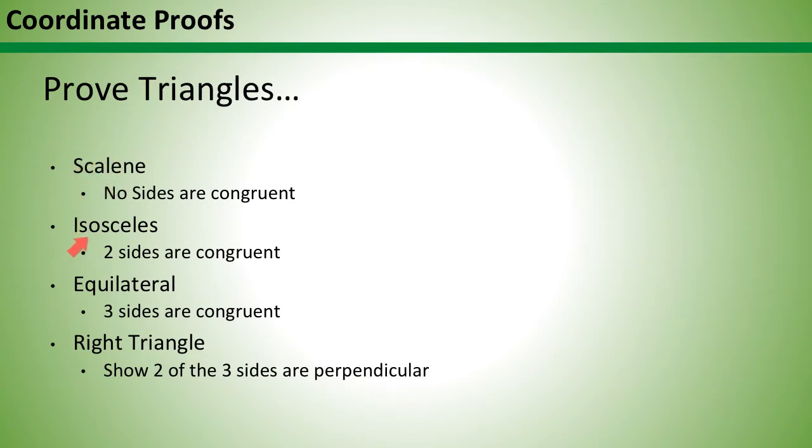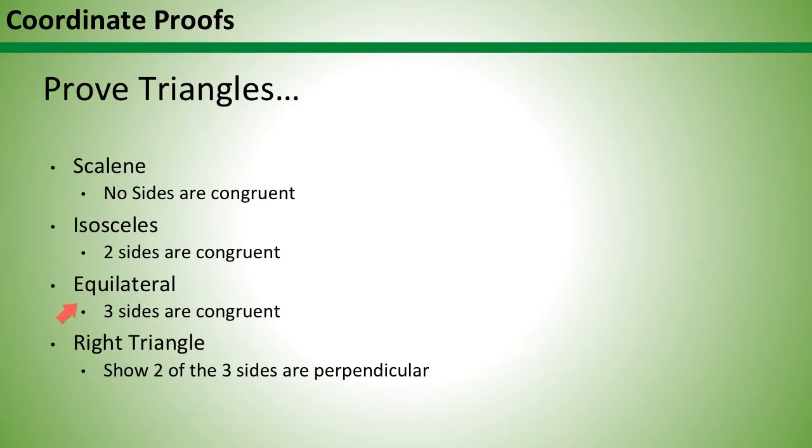Another type of triangle is the isosceles, okay? So if I have an isosceles triangle, then two sides are congruent. So again, what I'm going to do is find the length of each side. If I can show that two of those sides are the same, then it is isosceles.